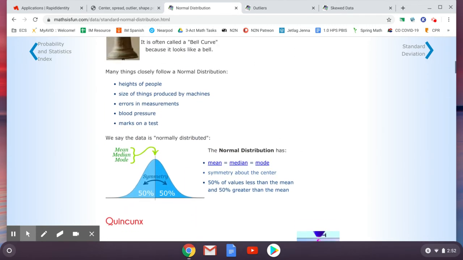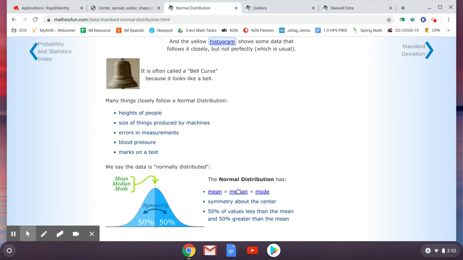So when we're talking about normal distribution, we want to say that it has symmetry, that about half the data is on this side and half the data is on the other side. That would typically mean that our mean, median, and mode would all be the same, right in the middle of the data, right in the center. So this is what normal distribution looks like.